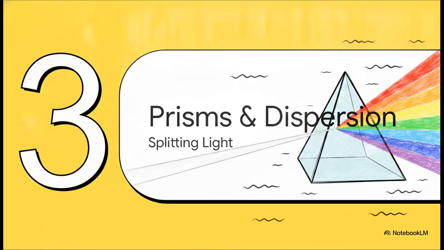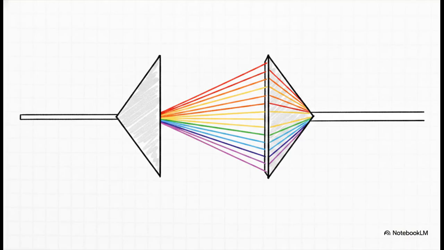Let's look at Section 3, Prisms and Dispersion, Splitting Light. Zooming out entirely to the macro world now, let's look at how light itself behaves when it hits different mediums. When white light passes through a simple, triangular glass prism, we get this stunning phenomenon called dispersion. The light bends, or refracts, and literally splits into 7 distinct colors, famously known as VIBGYOR: violet, indigo, blue, green, yellow, orange, and red. The physics here are absolutely fascinating.